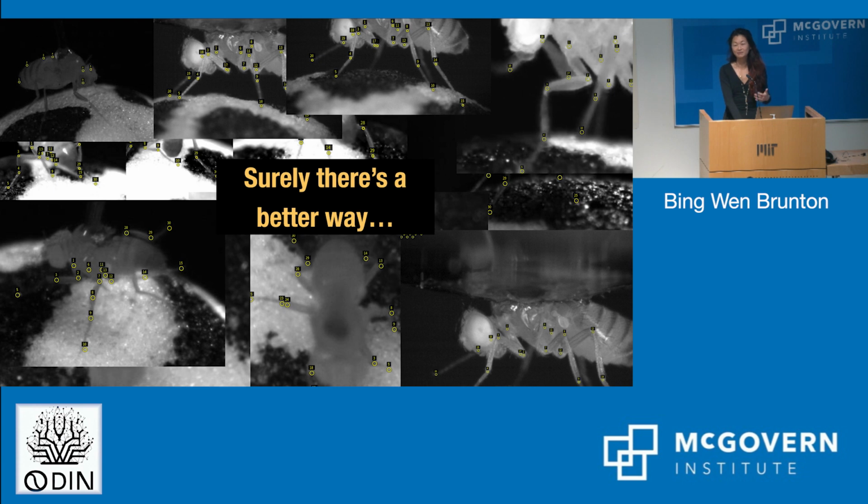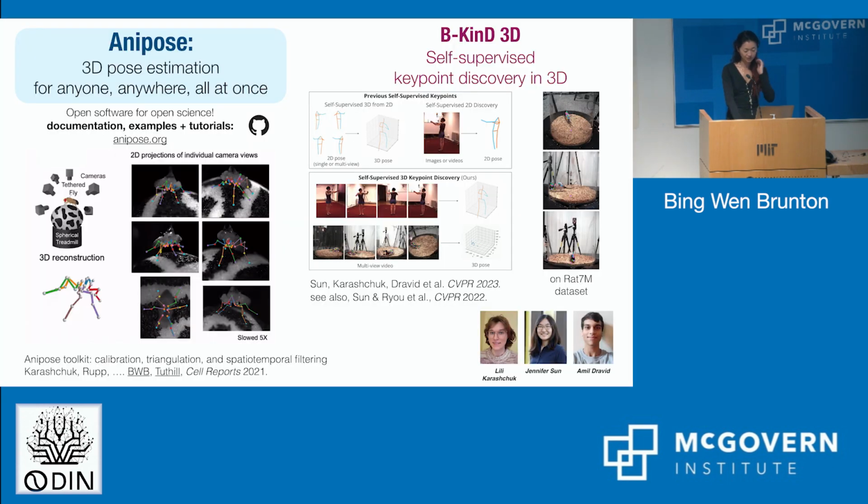If your model's not good enough, we do this a lot, right? It's like, oh, maybe I'll get an undergrad to label some more videos. Surely there's a better way. We have a proposition of a better way, which is a collaboration that Lily undertook with Jennifer Sung, who was at the time a graduate student at Caltech, and Emil Dravid.